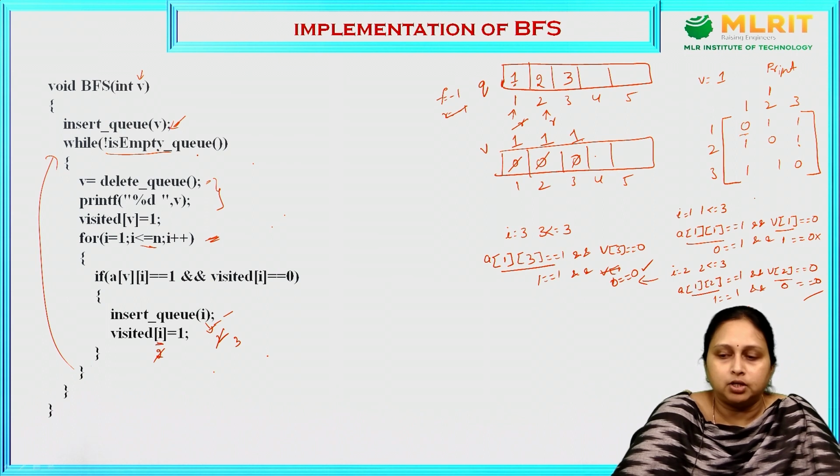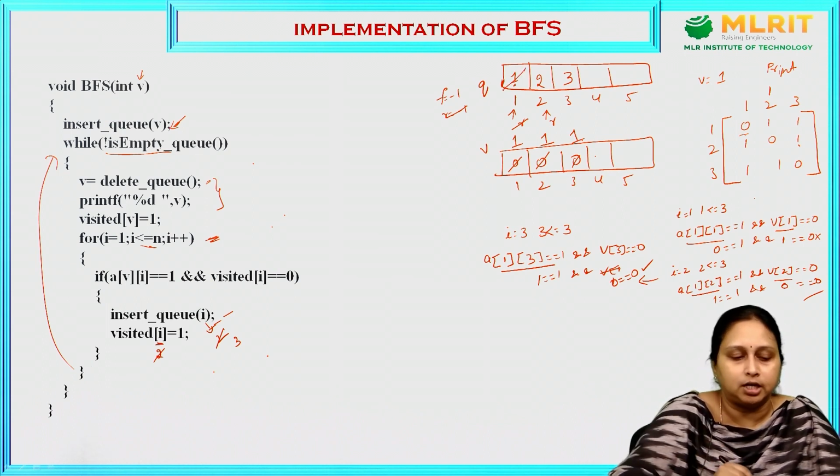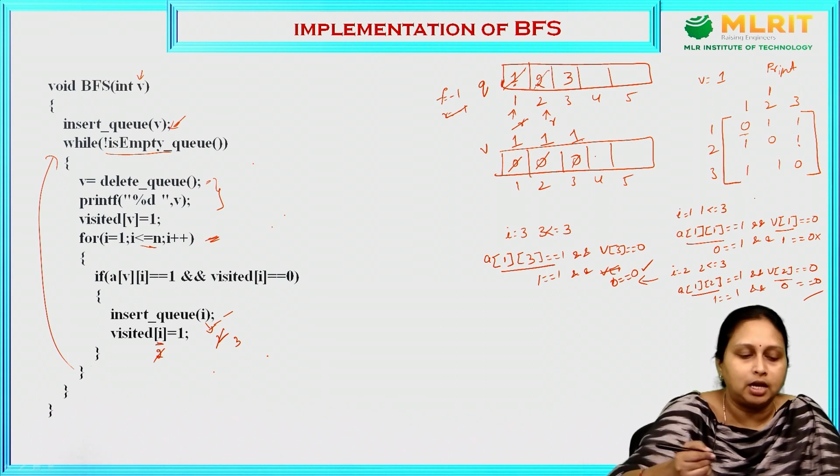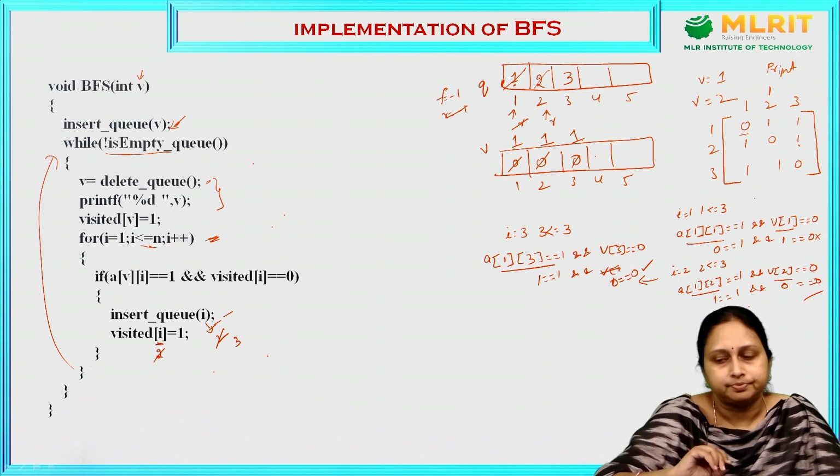Now what we need to do? We need to delete it. This one is already deleted, right? This one is already deleted. Now we need to delete the next element. This 2 is going to be deleted. Now V becomes 2 and we are going to print the 2 value.